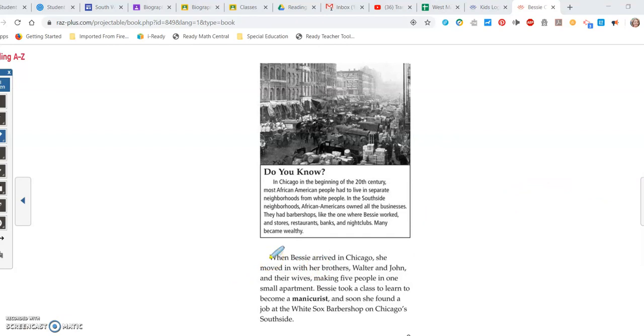This paragraph starts with a transitional phrase right here. When Bessie arrived in Chicago, she moved in with her brothers, Walter and John, and their wives, making 5 people in one small apartment. So this is talking about what it was like when she moved into this big city, but a very small apartment. She became a manicurist, so she worked on nails, and she actually found a job at the White Sox barber shop in Chicago's South Side.